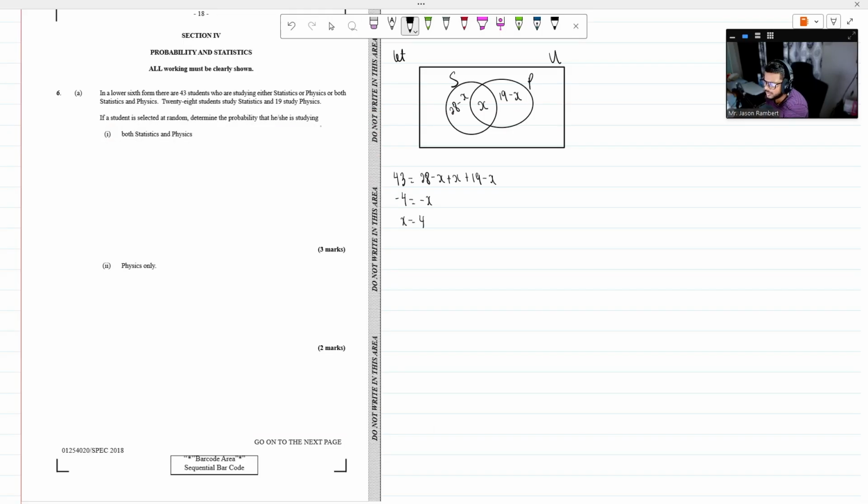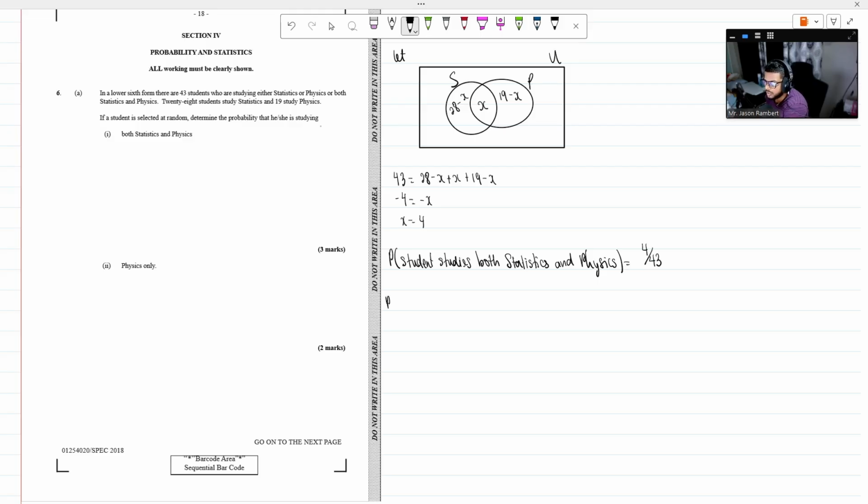So if X is equal to 4, my Venn diagram will be nice. If a student is selected at random, determine the probability that he or she is studying both statistics and physics. So the probability that the student studies both statistics and physics, yes, you had to write it out, right? Is going to be equal to 4 out of the 43.